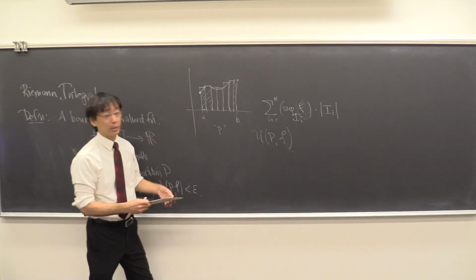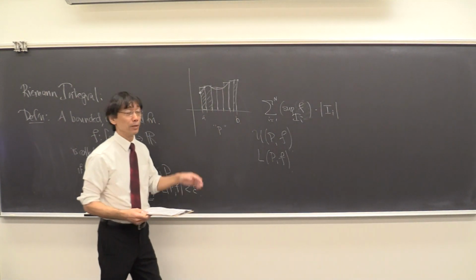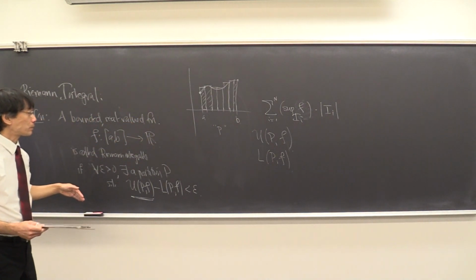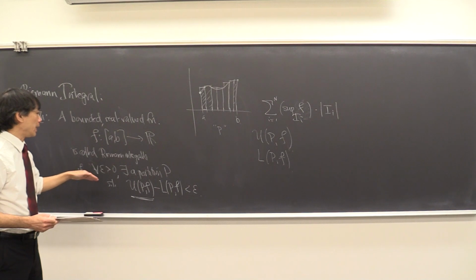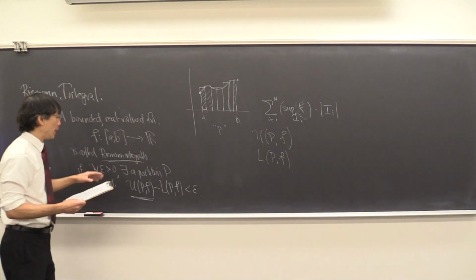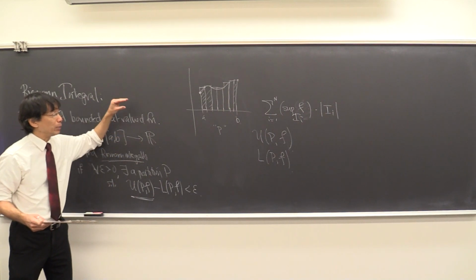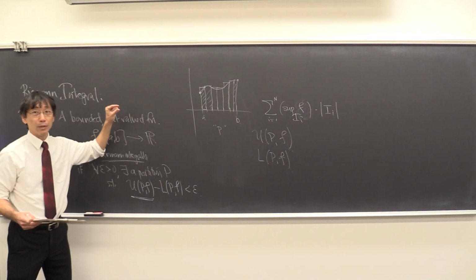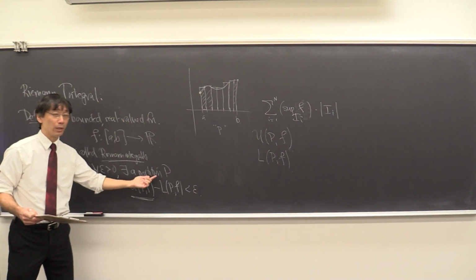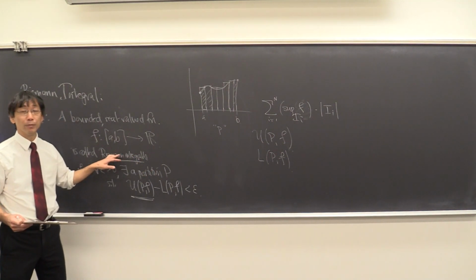And then the lower sum would be, of course, instead of taking the supremum, you take the infimums. And that would be the lower sum. And so what it's saying is that no matter what epsilon you're given, you can find a partition that's fine enough that the upper sum and the lower sum are that close to each other. In other words, you can make the upper sums and lower sums as close as you want. In that case, your function is called Riemann integrable.